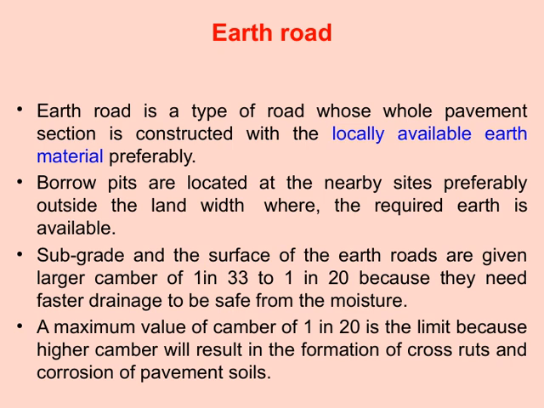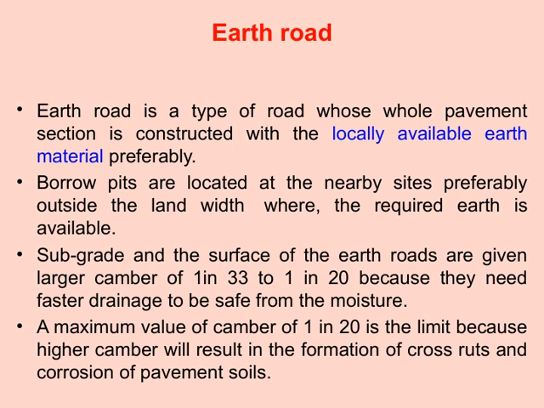To source this earth, borrow pits are usually located nearby, ideally outside the land width, where the required material can be extracted without disrupting the main land area. Now, when it comes to the design, the subgrade and surface of earth roads are given a larger camber, typically between 1 in 33 and 1 in 20. The main reason for this is to facilitate faster drainage, which is crucial to protect the road from moisture damage. Proper drainage helps prevent water from pooling and weakening the structure.